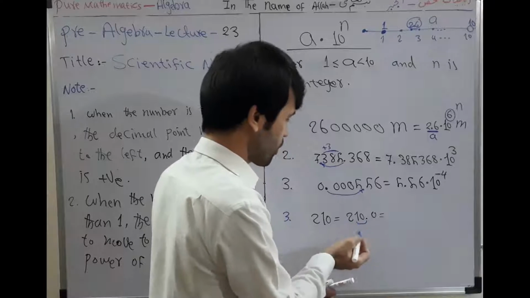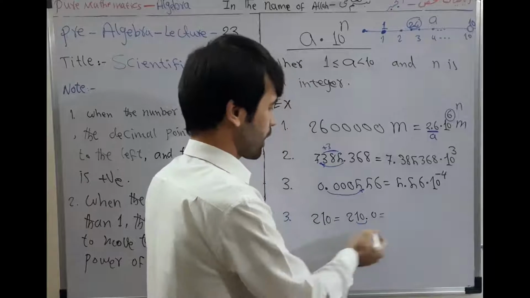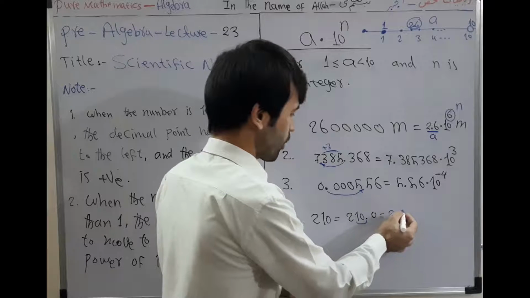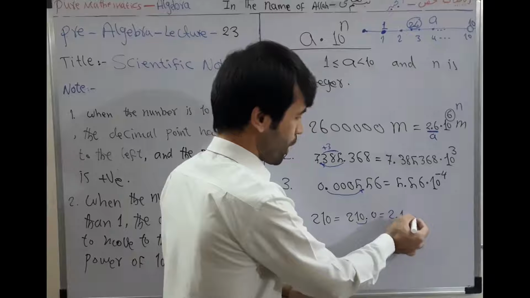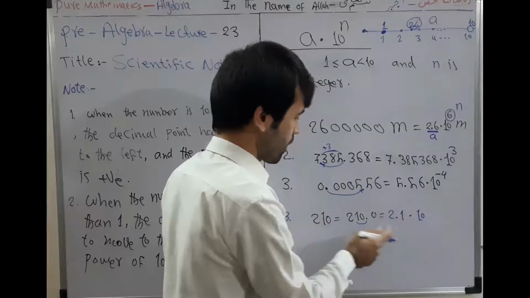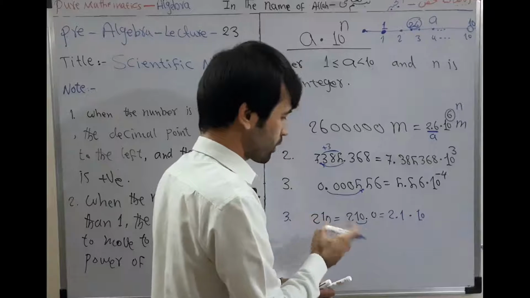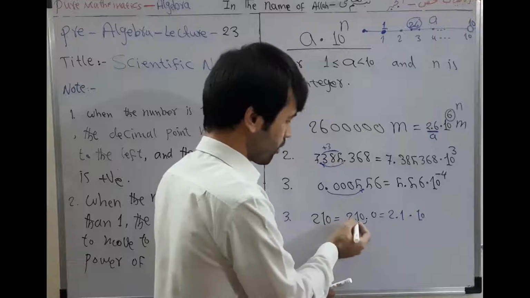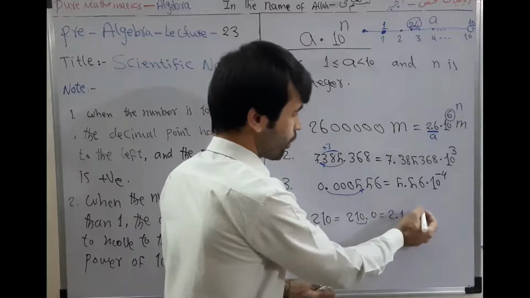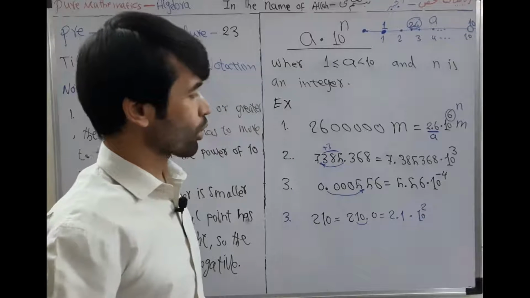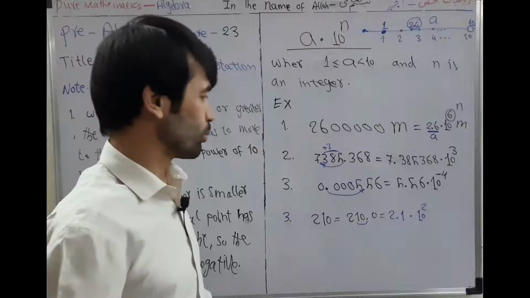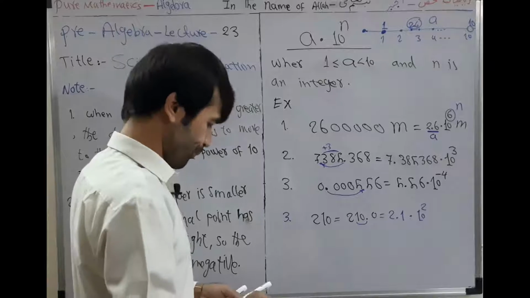The 0 moves to the left side. Then 2.1 multiplied by 10 to the power. How many places moved? 2. Therefore, it is equal to 2.1 multiplied by 10 to the power 2.